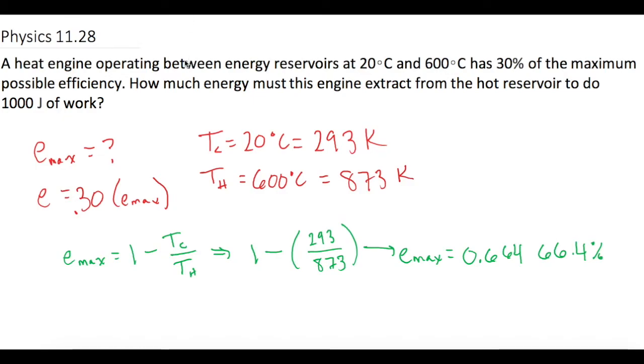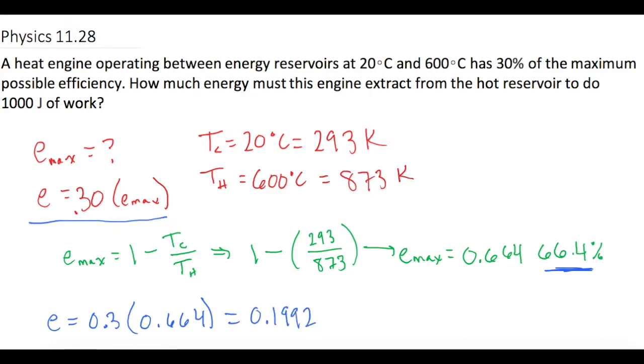Now let's go through and figure out what the actual efficiency is. They tell us that E is equal to 30% of E max, and we just solved for E max as 66.4%. So the actual efficiency is 0.3 of 0.664, and that gives us 0.1992 or 0.2, or in other words 20% is our actual efficiency.